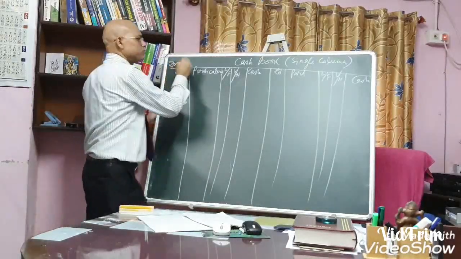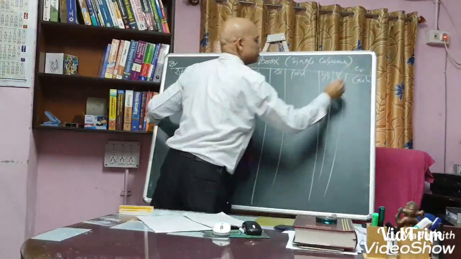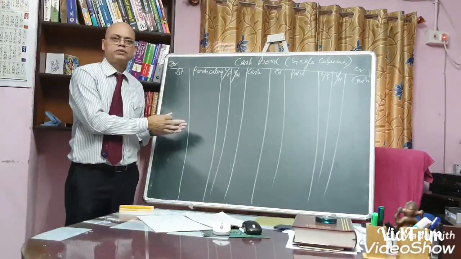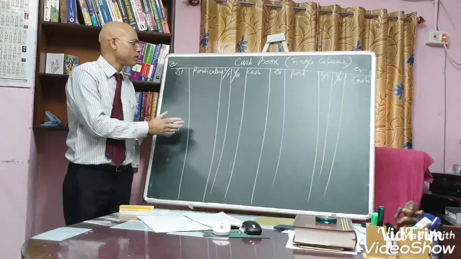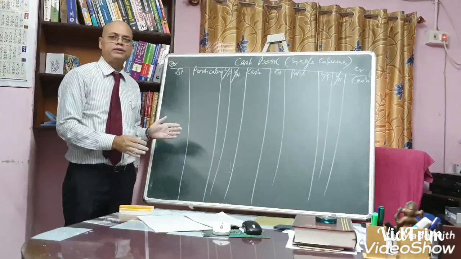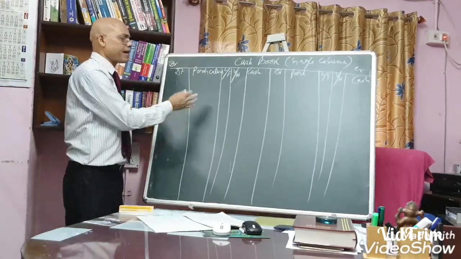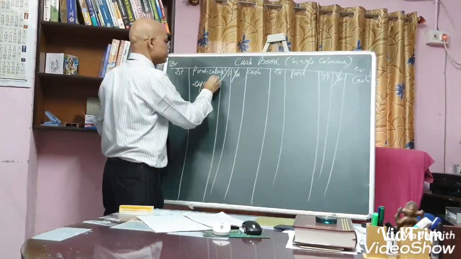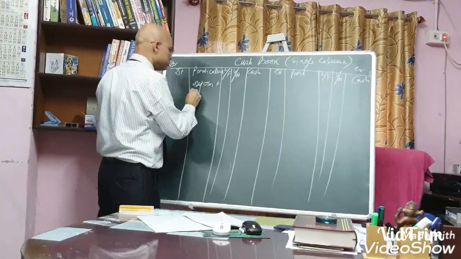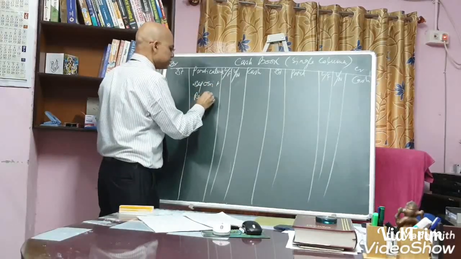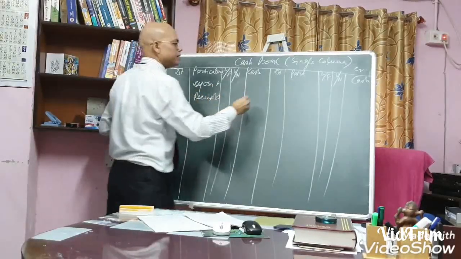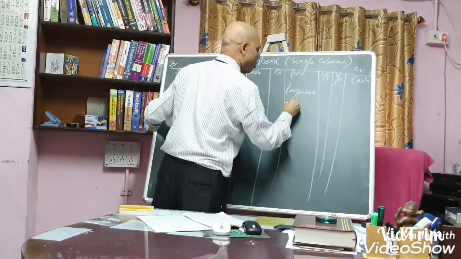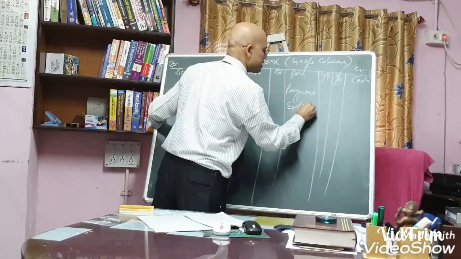My objective is not to show the entries here, but to make you understand how the entries are recorded here. In the cash book, on the debit side, we say this is the deposit side, or we can say receipt side, and this is the payment side or expenses side.